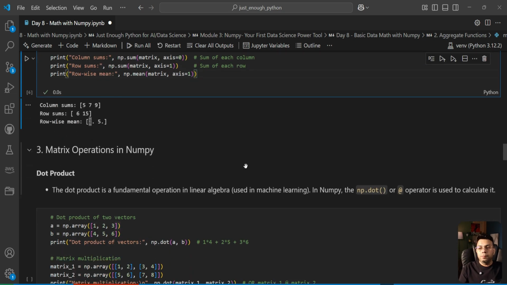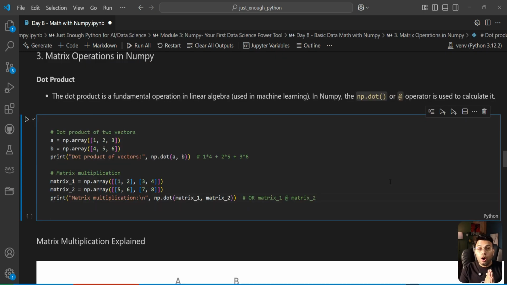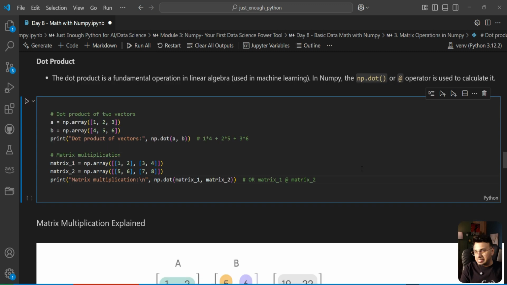Next comes the matrix operations in NumPy. Now, matrix operations is by far the most important concept in NumPy. It's also the most confusing concept in NumPy, and also often the most difficult concept in NumPy. And to give you an idea of how important matrix multiplication is, I would like you to know that most of the maths behind most of the AI models, most of the deep learning models, most of the large language models is nothing but matrix multiplication. It's that important. Let's look at some of the examples.